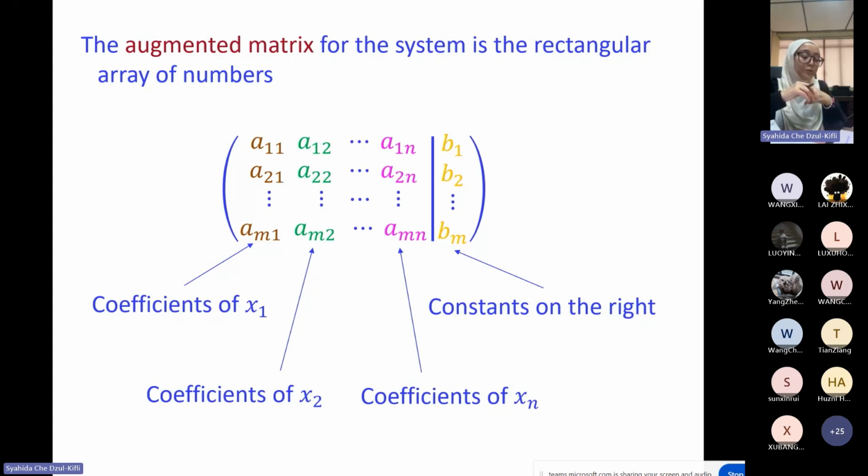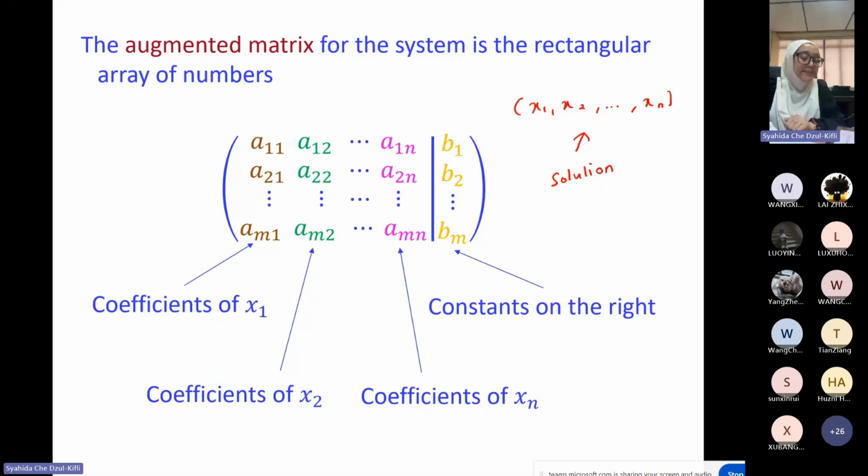Okay. Now, solution. Bear in mind that since it has n number of variables, the solution must be in x1, x2, up to xn. The solution must have n components. The solution of this system of linear equations must have n components, right? Because it has n variables.